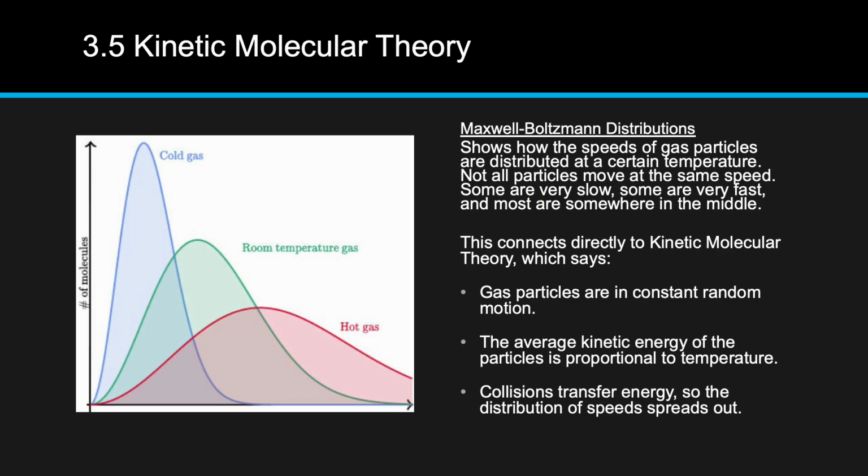This connects to kinetic molecular theory because gases are always in random motion. Their average kinetic energy depends on the temperature, and the collisions spread out the energy among particles. So the Maxwell-Boltzmann graph is really just a picture of how kinetic molecular theory works in real gases.